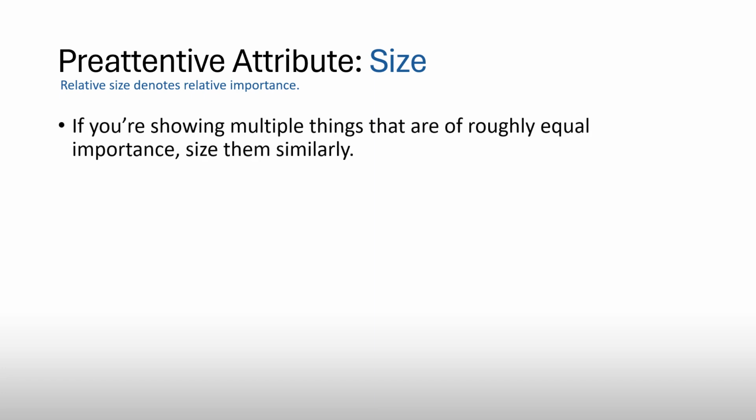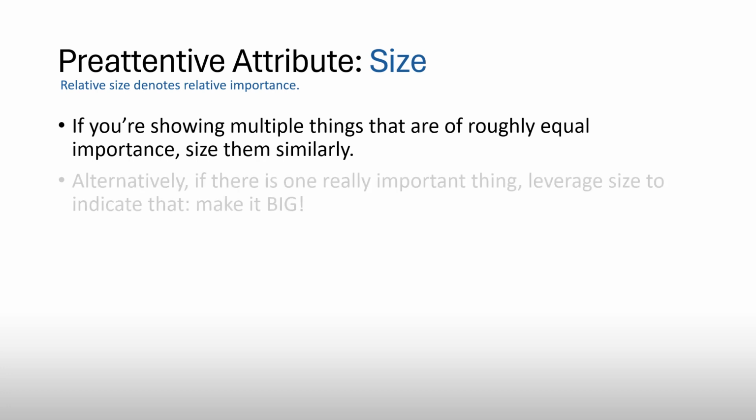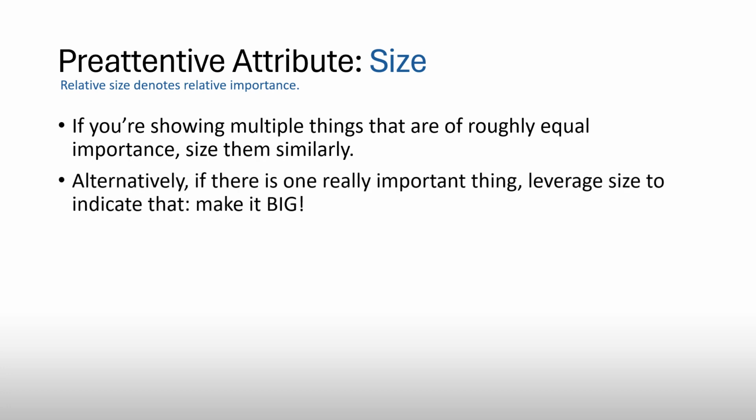Let's start with size. Keep in mind that relative size denotes relative importance. If the importance is the same, the size of your elements should be the same. But if there is one really important thing, leverage size to indicate that. This is an example of a visual of circles and one large circle, which is what you want to draw your audience attention to.